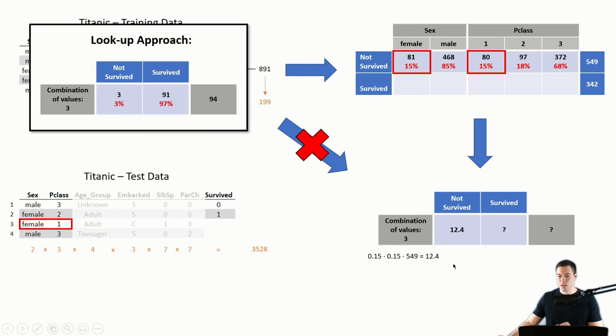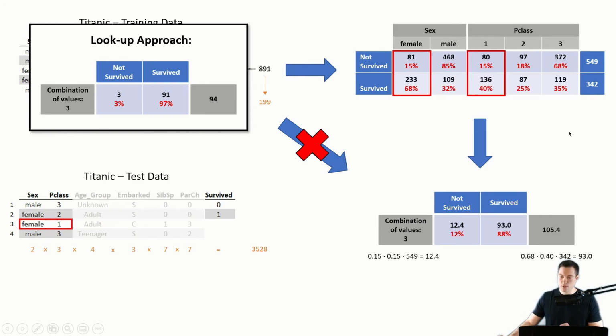So let's now do the same thing for those 342 survivors. Here we multiply 68% with 40% with 342, and then we get the result that there are 93 passengers, and this is actually quite close to the actual number. So overall, if you look at the percentages here, you can see that they are not quite the same. However, this difference is not really a problem, because we are not really interested in the concrete numbers, but we are more interested in the general tendency.